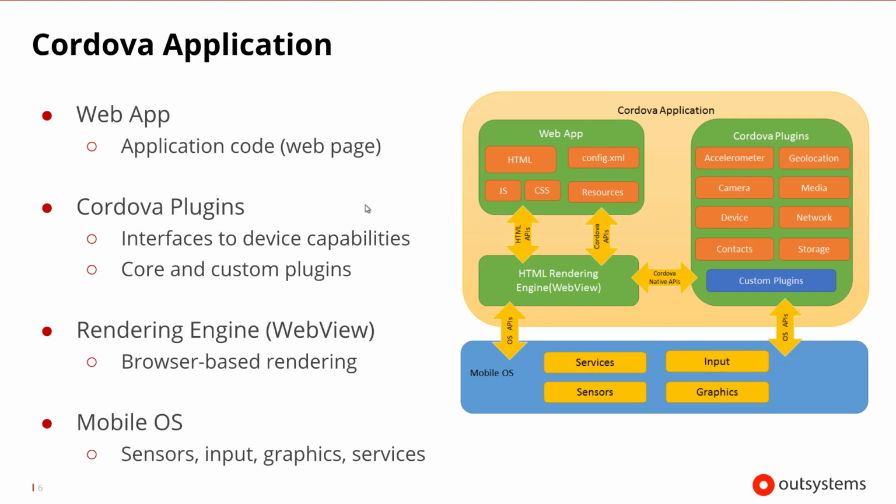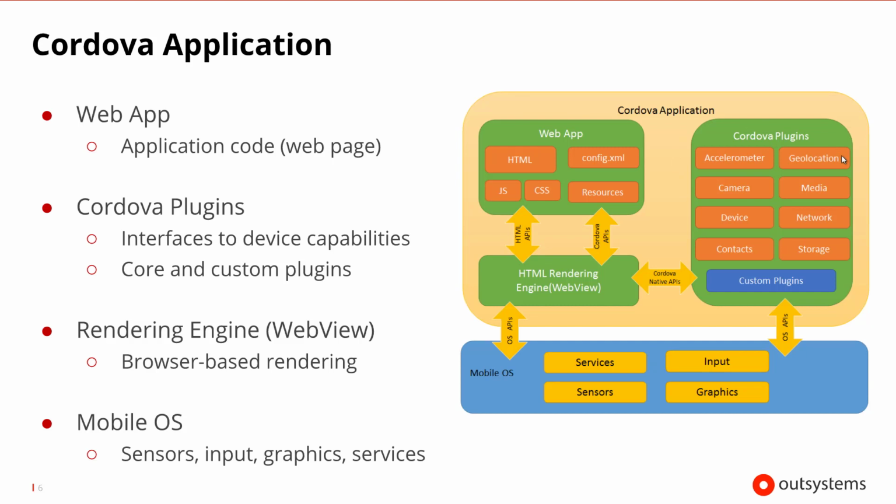So when we look at this from an architectural standpoint, we do have this web app that can be defined that has its HTML, JavaScript, and CSS, and other resources to be able to run properly. There is a rendering engine called WebView, which will interact with the mobile operating system to be able to display that information through the graphics and also interact to get input as needed.